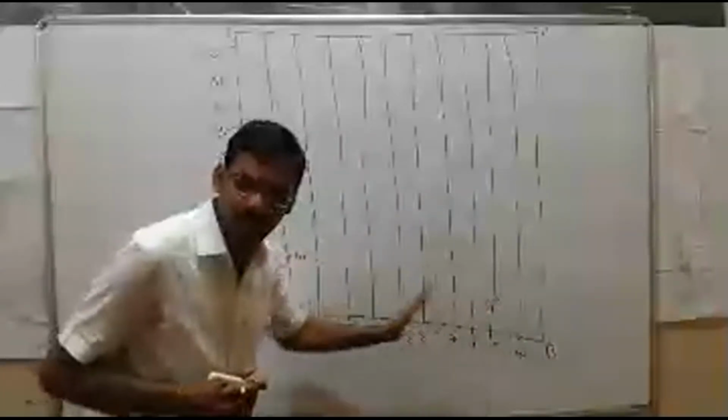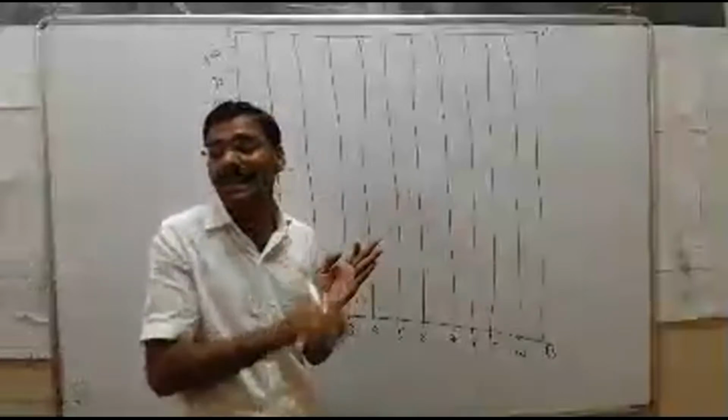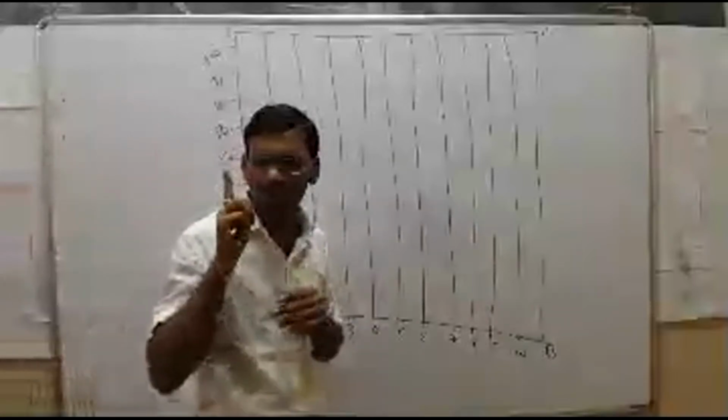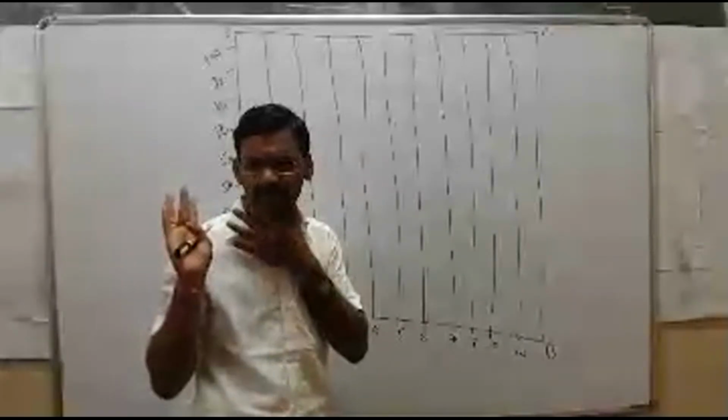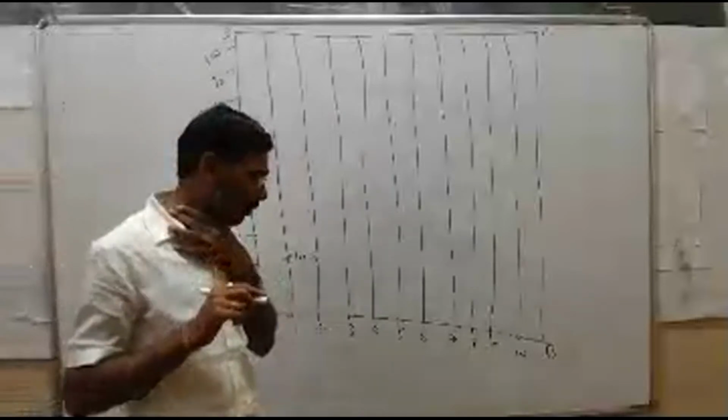From A to B, there are 10 lines. The distance between each line is how much? 1 meter. Okay, first point, 1 meter, no problem.